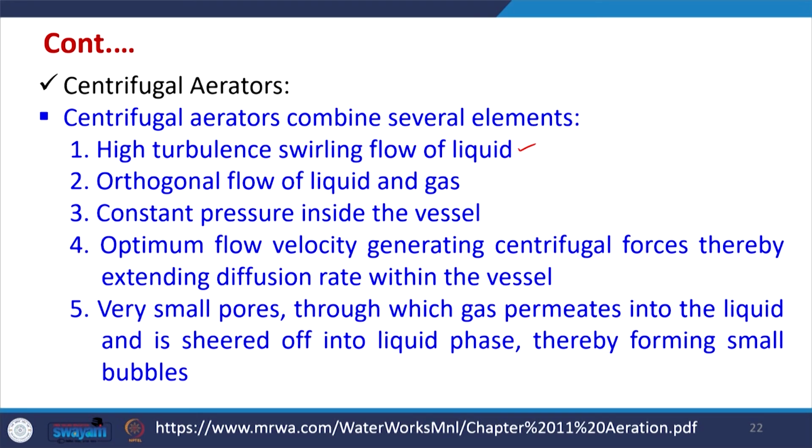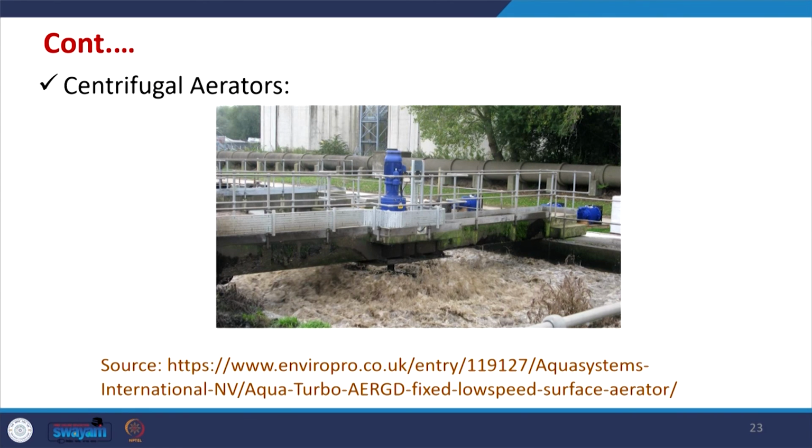Then there is orthogonal flow of the liquid and gas, and constant pressure inside the vessel. There is an optimum flow velocity generating very high centrifugal forces, thereby increasing the diffusion rate within the vessel. This is what is manipulated. So we have a very high diffusion rate within the vessel and we can easily perform the aeration. There are very small pores through which gas permeates into the liquid and is sheared off into the liquid phase, thereby forming small bubbles, but a large number of bubbles. This is very important. Centrifugal aerators are also very common in treatment plants.